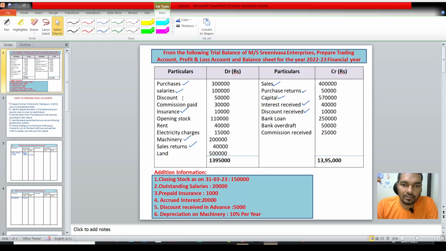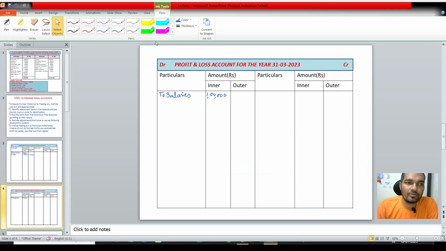So discount, if it is given on the debit side, is called discount paid or discount allowed. The discount paid amount, with no adjustment for discount, is 50,000 rupees. So discount will be shown in the P&L account. We have to give some space, some gap, to do the adjustment for salary. So to discount, there is no adjustment for discount. The amount of discount has no adjustment, so we need to show the amount in the outer column.